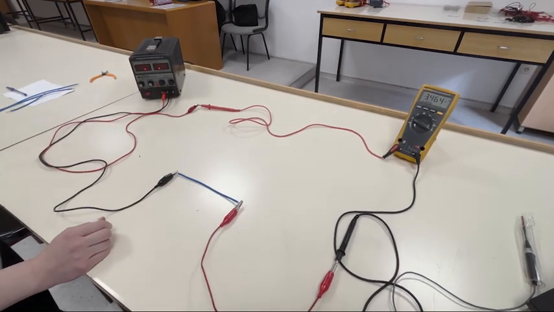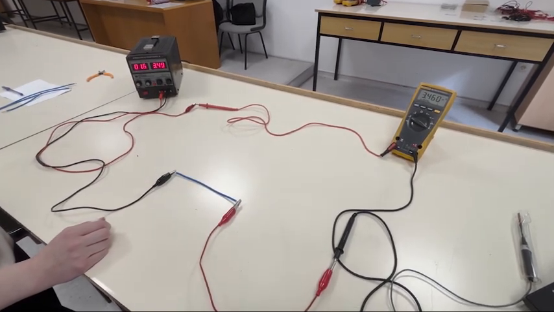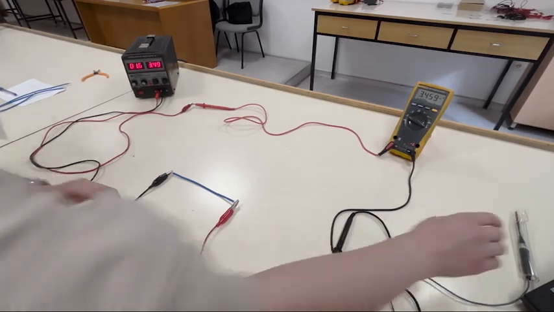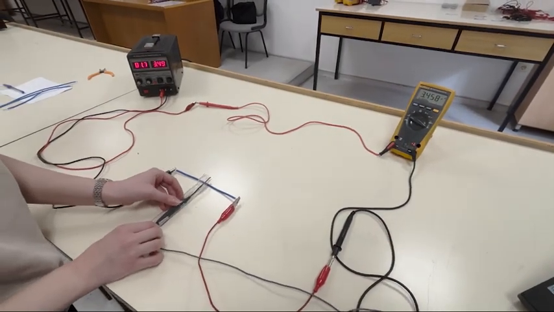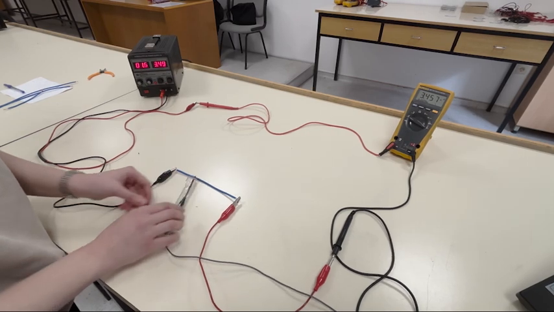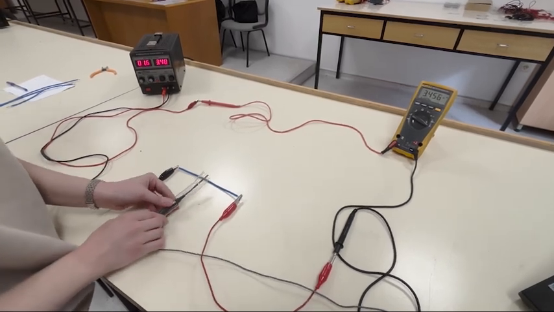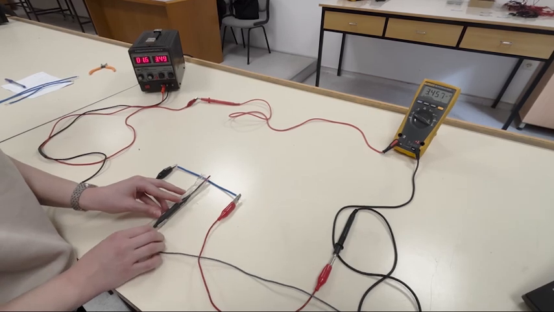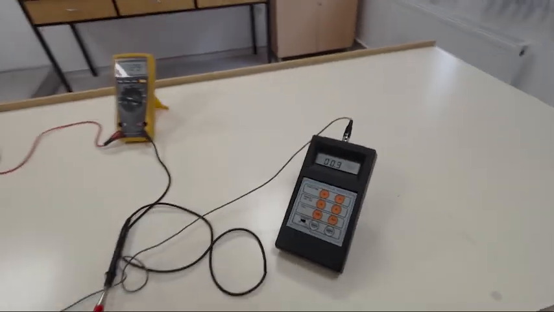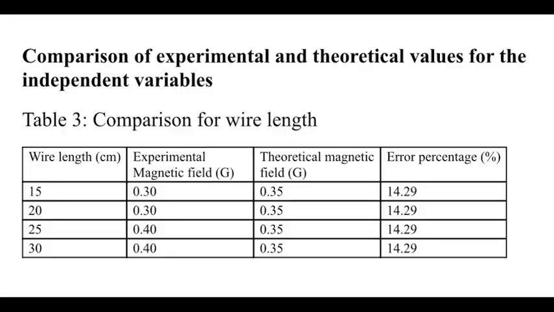As you can see from the video, while keeping the current of the circuit constant at 3.49 amperes, I connected a 20 cm copper wire to the circuit and observed that the magnetic field produced by the wire was 0.3 Gauss. After repeating this experiment for 20, 25 and 30 cm wires, I obtained the following table. By comparing the theoretical and experimental results in this table, I observed an error percentage of 14.29 for each case.